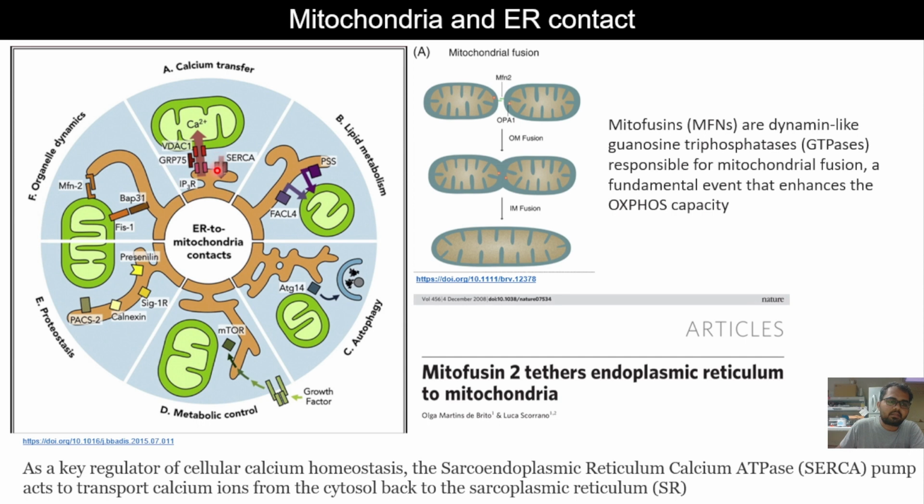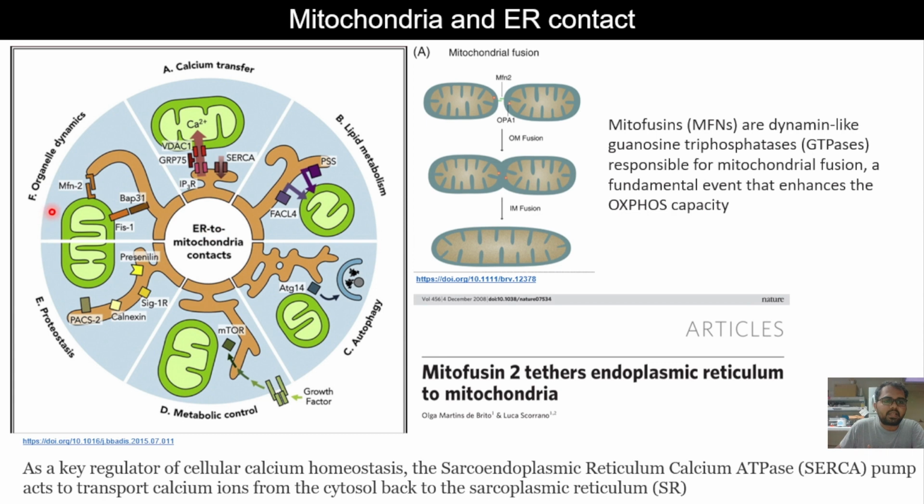Apart from that, people also investigated different functions like the role of this interaction in lipid metabolism, in autophagy, in metabolic control, in proteostasis, and organelle dynamics. The other protein talked about in this paper is MFN2, you can see here.